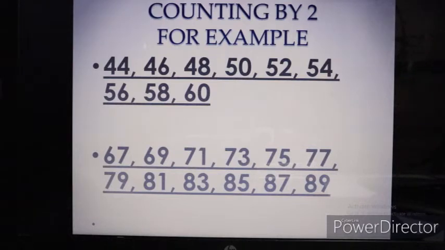Two more examples of counting by 2s. Add 2 to get the next number when skip counting by 2. The digit in the ones place is increasing by 2. We started with an even number, so all the numbers are even. And in the second, the digit in the ones place is increasing by 2. And we started with an odd number, so all the numbers are odd.